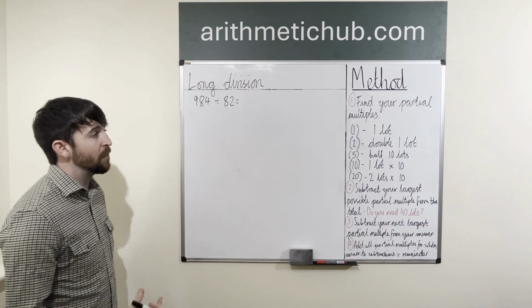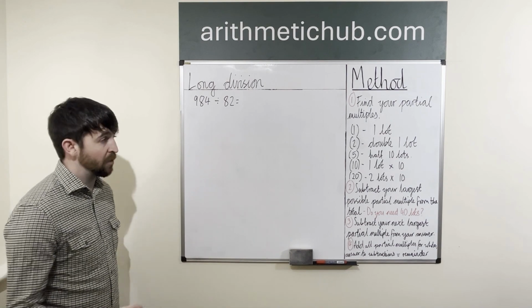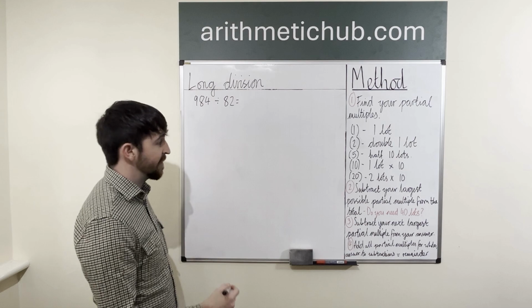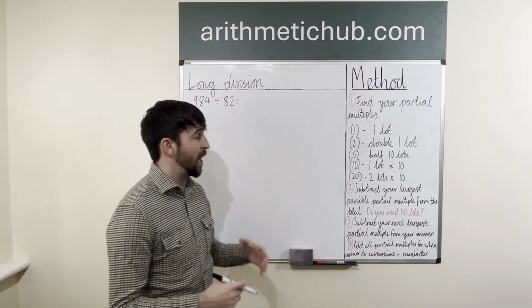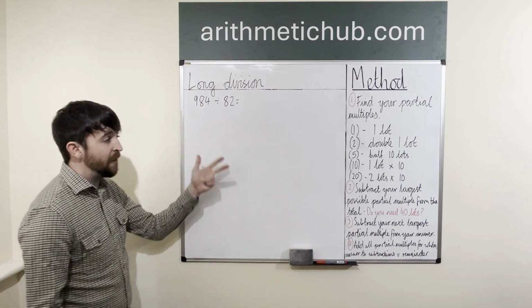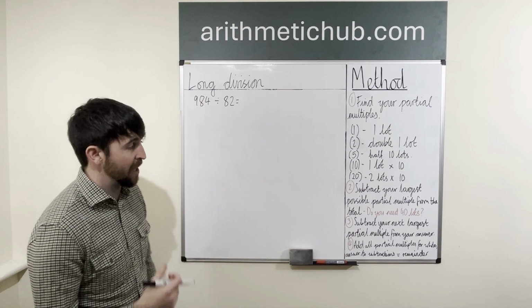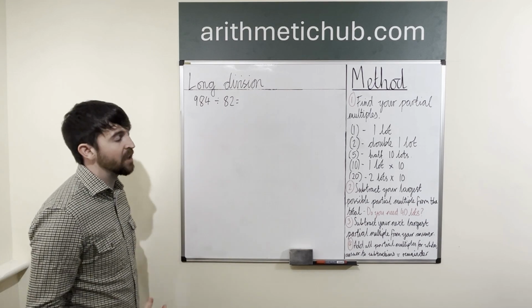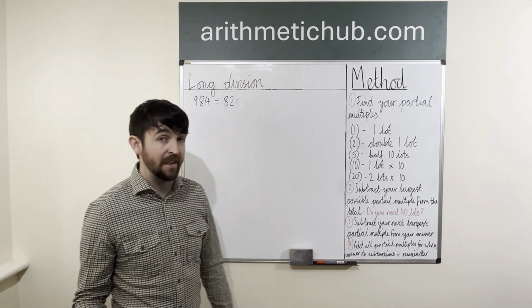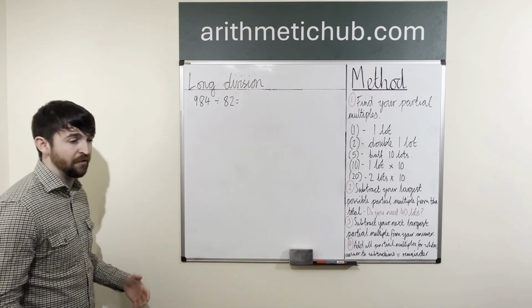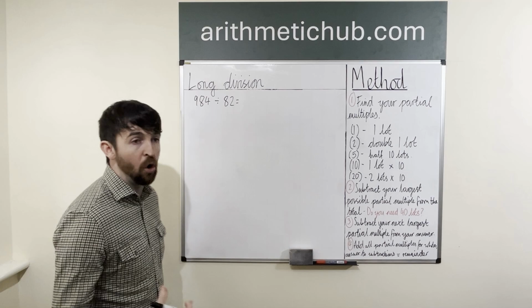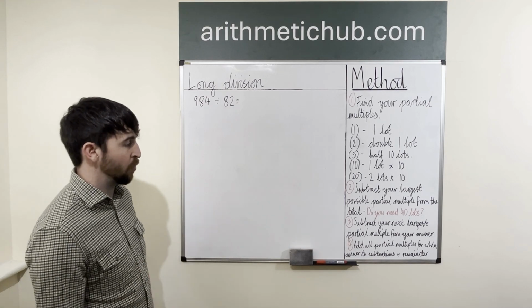The first thing we need to be able to do is find our partial multiples, and I'm going to show you how to do that in a second. So we need to be able to find 1 lot, 2 lots, 5 lots, 10 lots and 20 lots. And then you can use 20 lots to be able to find 40 lots, those kinds of things as well, if you need to, or if the question will benefit from you doing that. You don't always need to find that many lots, okay?